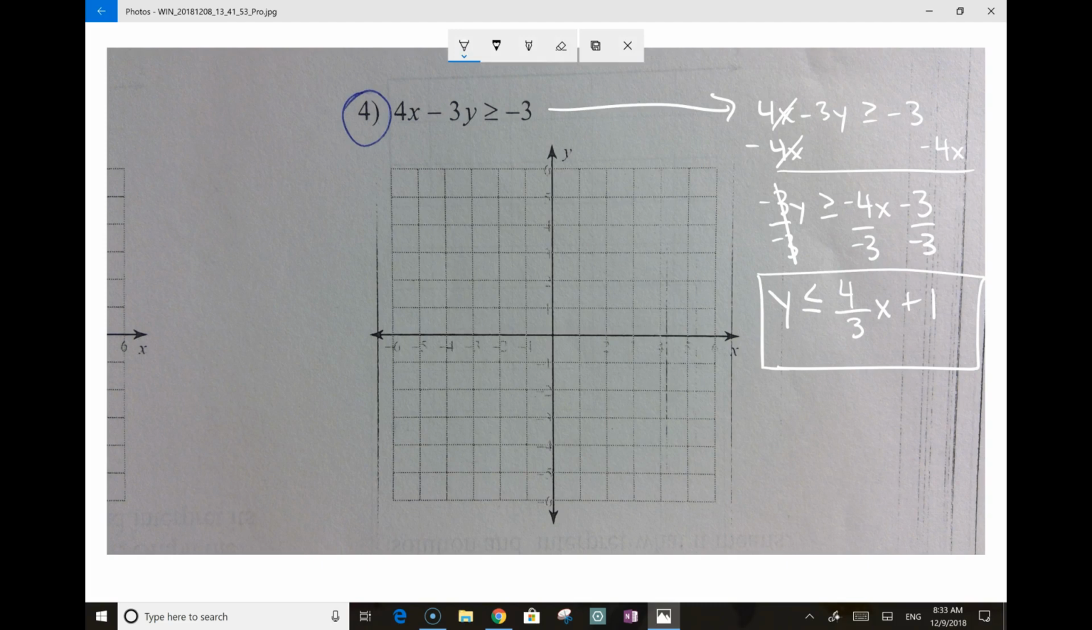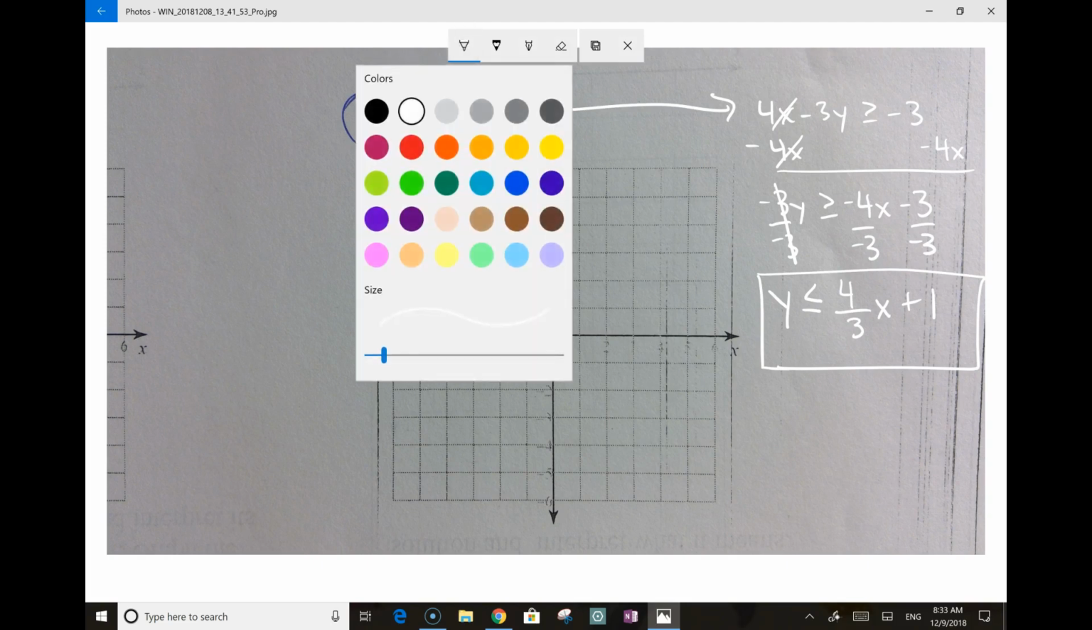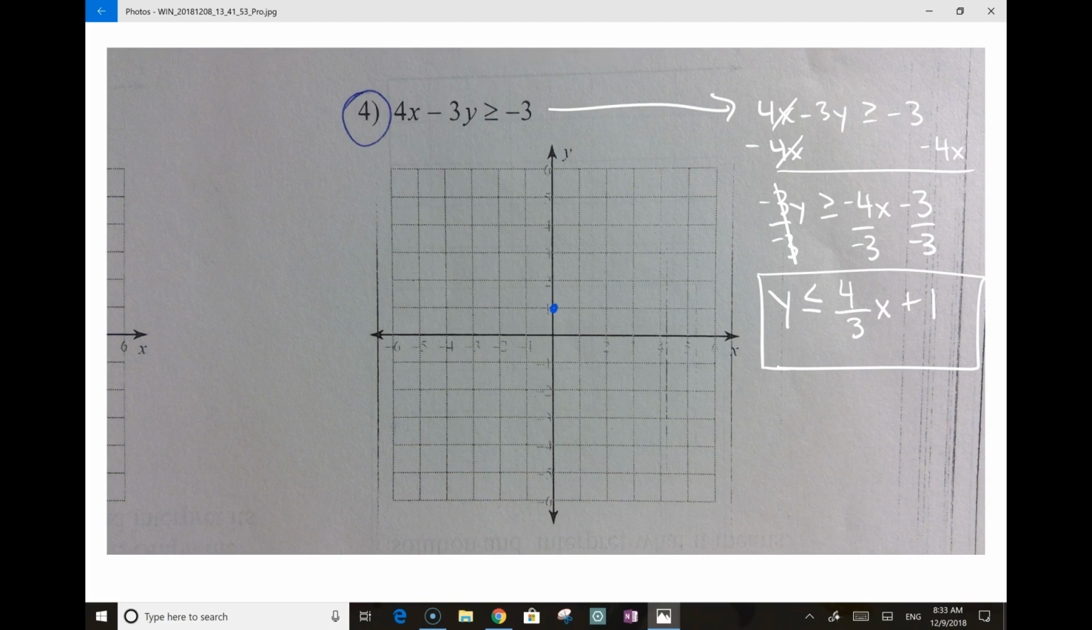All right, so to graph this thing, I'm going to start at my y-intercept, which is positive 1. So here it is, positive 1. And then I'm going to go up 4 units and right 3 units. So 1, 2, 3, 4, and 1, 2, 3. And now I'm ready to make my line.